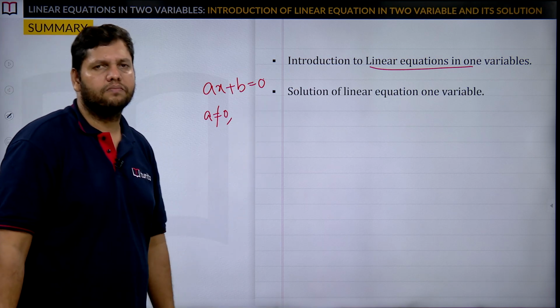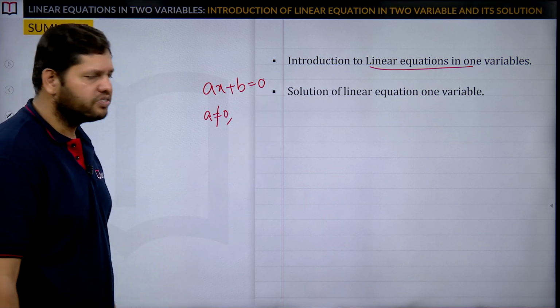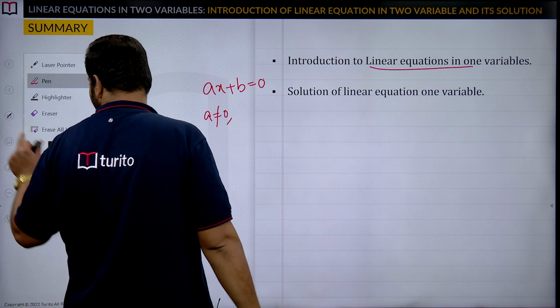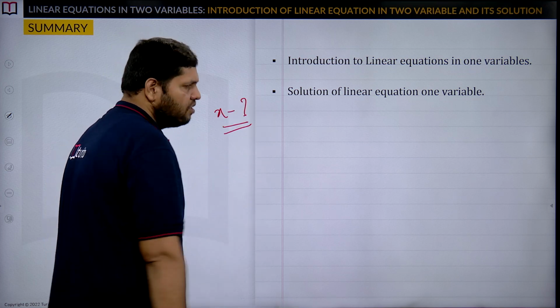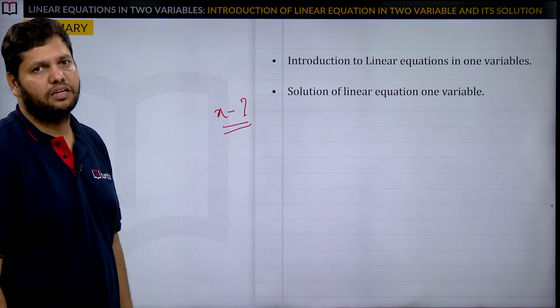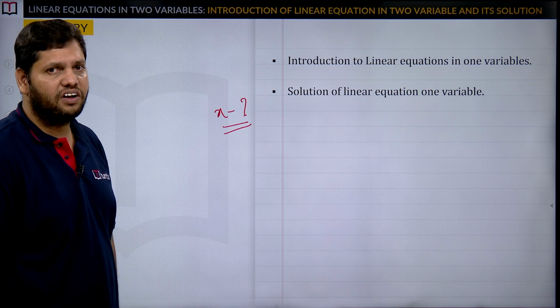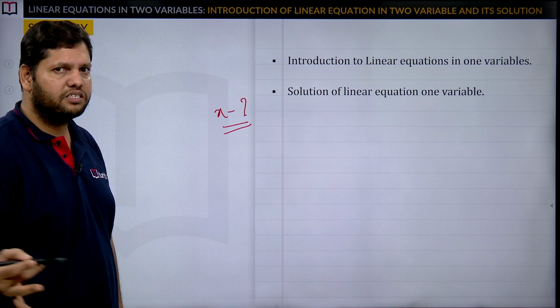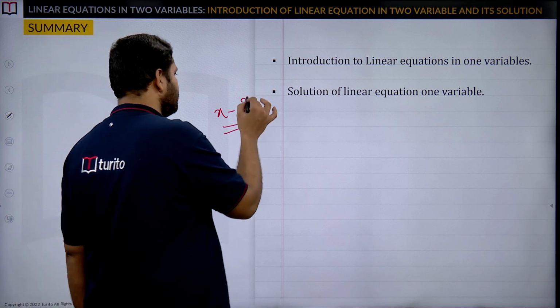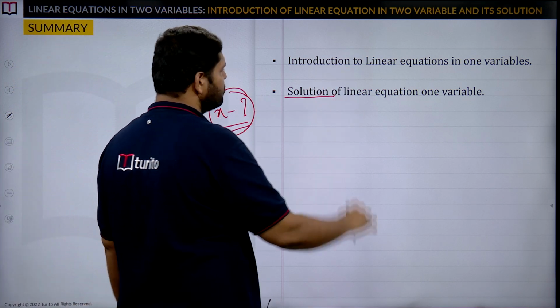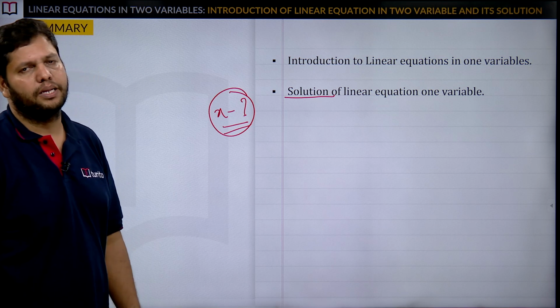Next, the solution. Solution means what, children? We have to find the value of the variable, isn't it? The value of the variable which satisfies the LHS part and RHS part, so that both are equal, children. Then we can say it is a solution. So that is called the solution of the linear equation in one variable.